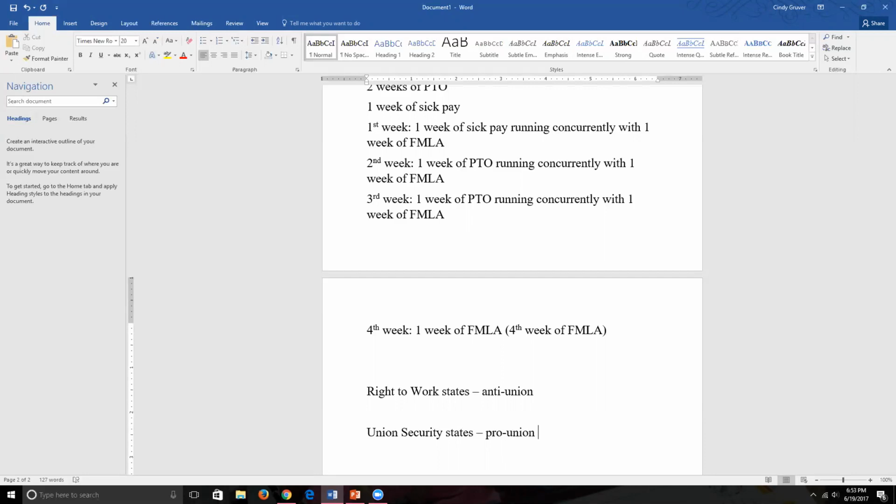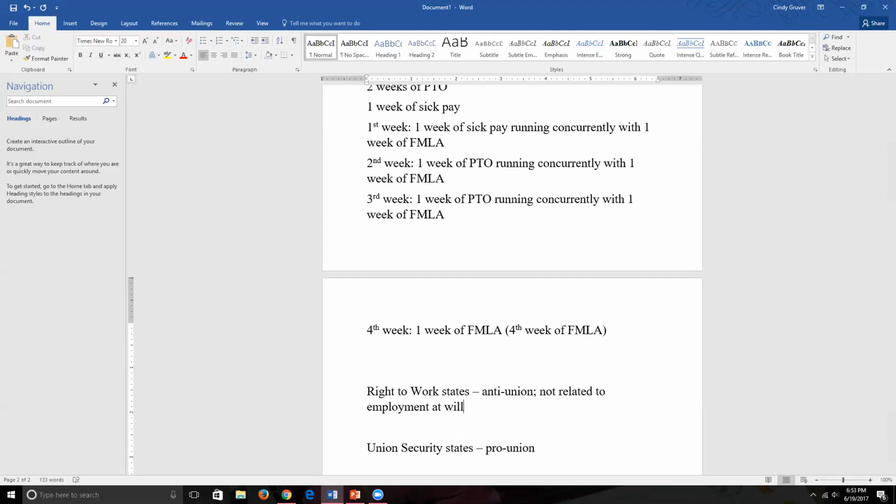One thing that people often confuse is right to work with employment at will. They are not related to employment at will.